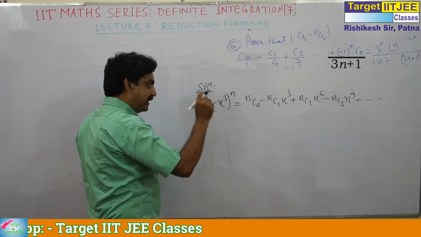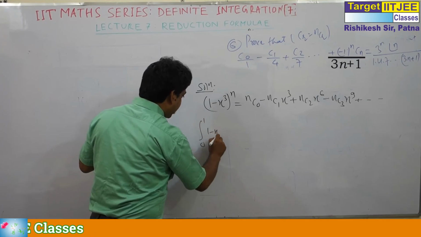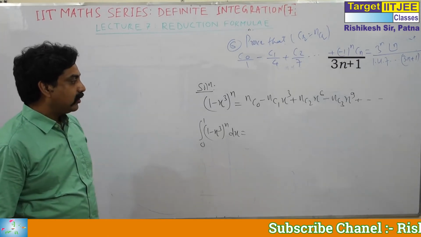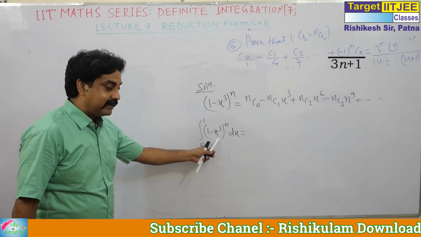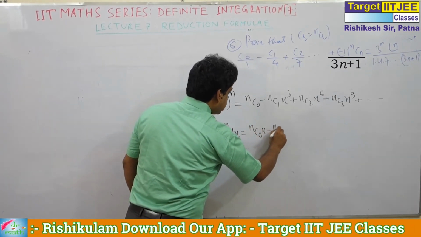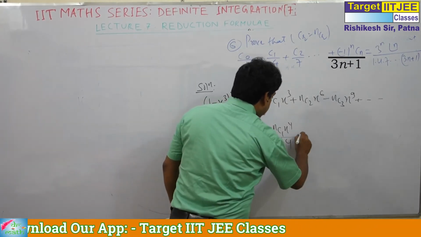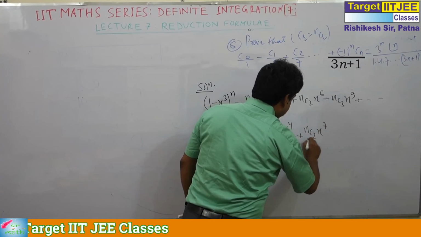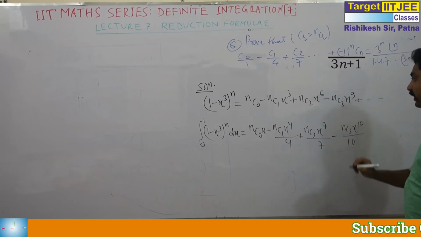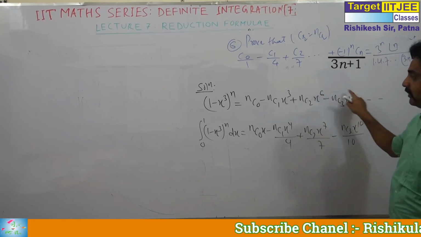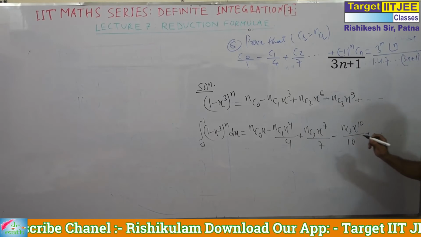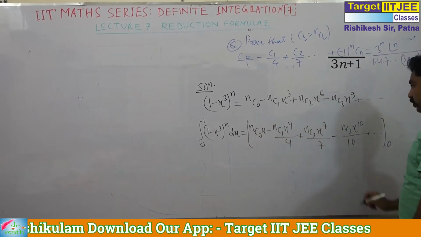Integrate both sides with respect to x between 0 and 1. If you want to write the line: integrate both sides with respect to x between 0 and 1. This will remain as it is with the integration sign 0 to 1. This is nC0 x minus nC1 x to the power 4 by 4 plus nC2 x to the power 7 by 7 minus nC3 x to the power 10 by 10. Are you getting the idea? Why 3, 6, 9? On integration, this is 4, this is 7, this is 10 and so on, between 0 to 1.